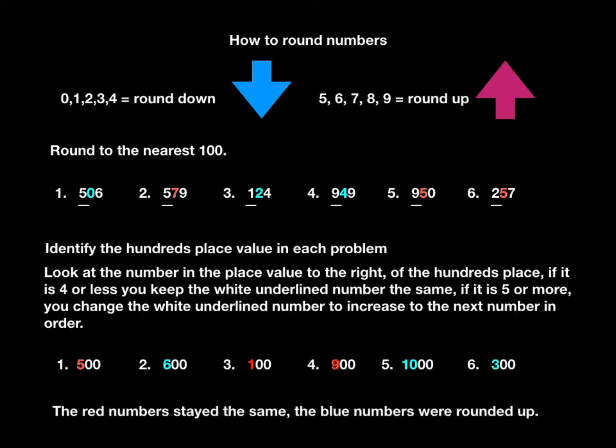The red numbers stayed the same. The blue numbers were rounded up. Long division. Do not stress about long division. It is super easy. You just have to do a lot of steps and take it slow.